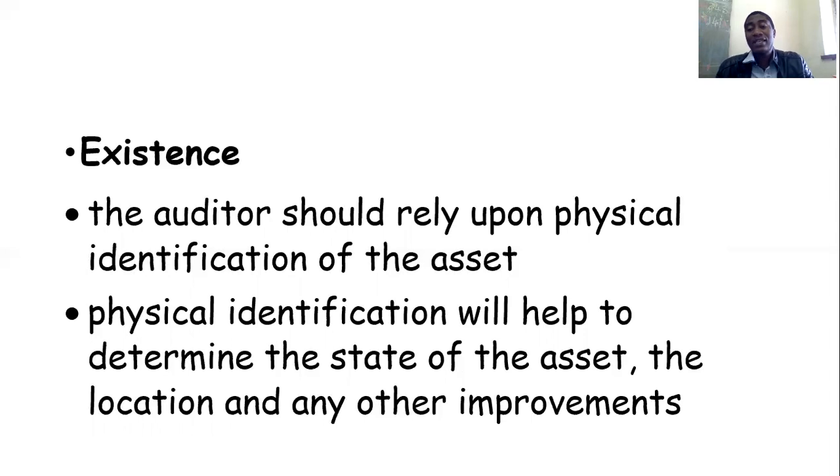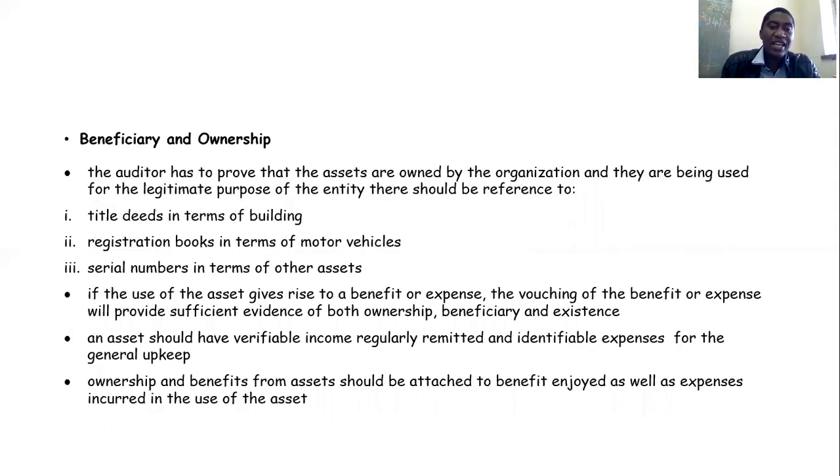By state, we are saying by physically viewing the asset, you can now tell whether the asset is in use. Probably the asset has been disclosed in the books of account, but maybe it was crashed. It's no longer in use, but so as to cover up, we still record it in the statement of financial position. Then beneficiary and ownership usually are related, right?